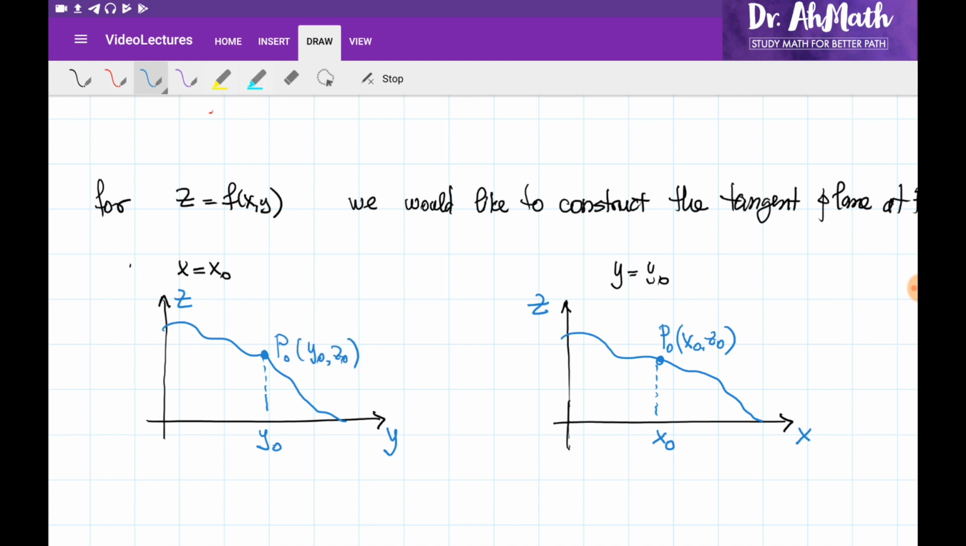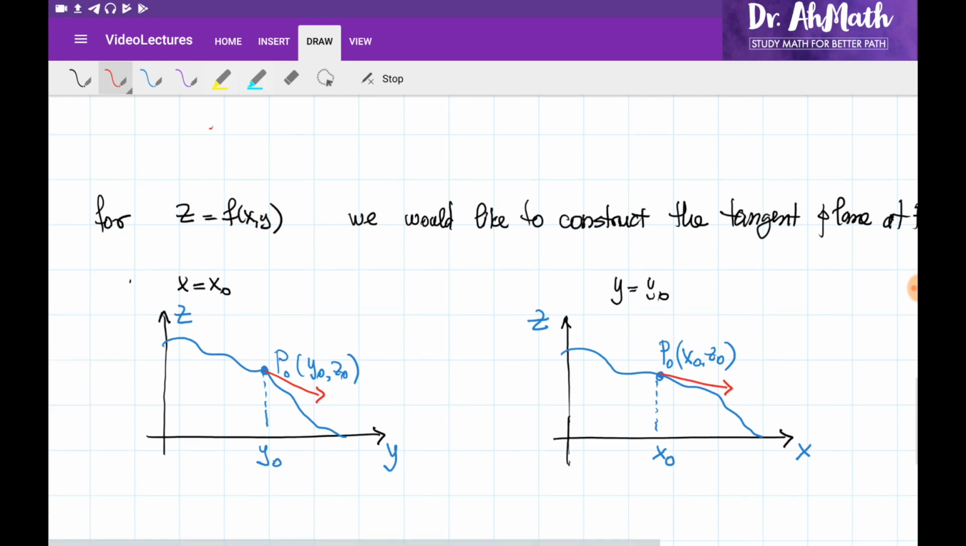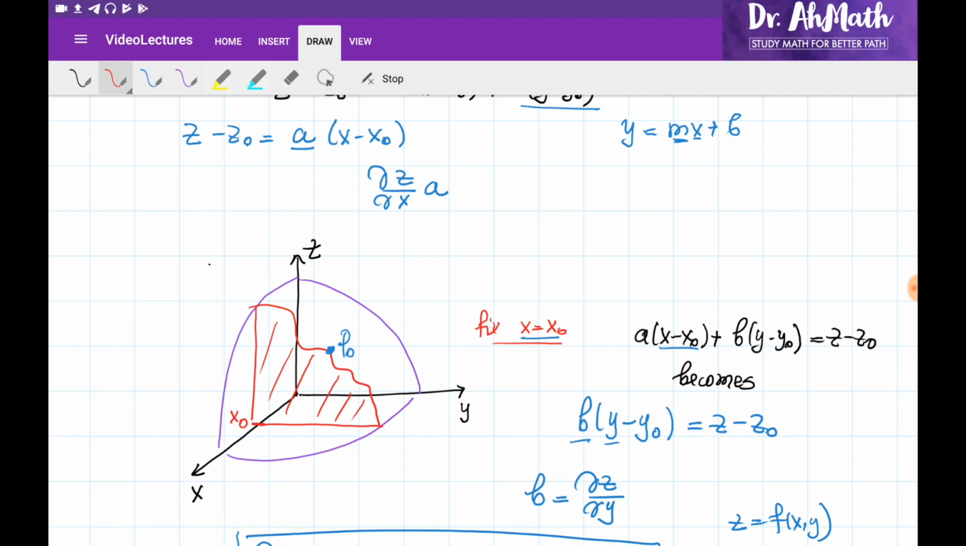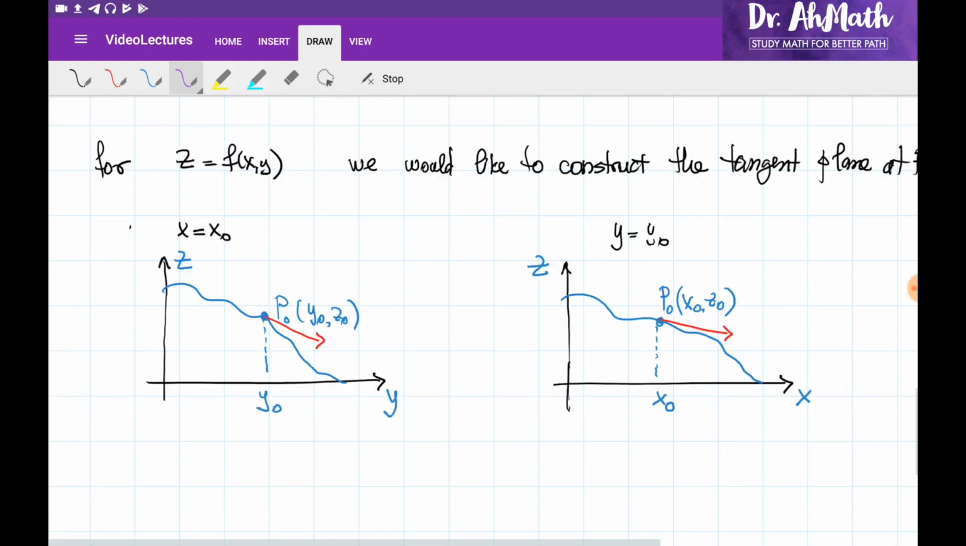So what I would like to do is create a tangent vector here, and another tangent vector here. Graphically, it would be the tangent vector in this direction and the tangent vector in this direction, and by multiplying them as a cross product, I could obtain the perpendicular vector to both of the tangent vectors, which could be a normal vector of the tangent plane, right? So now let's try to get these two vectors.